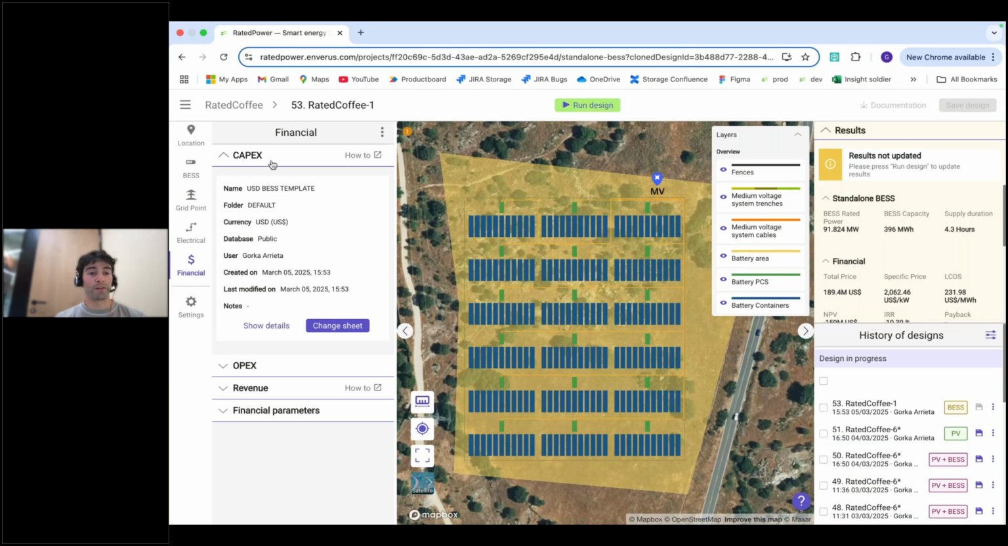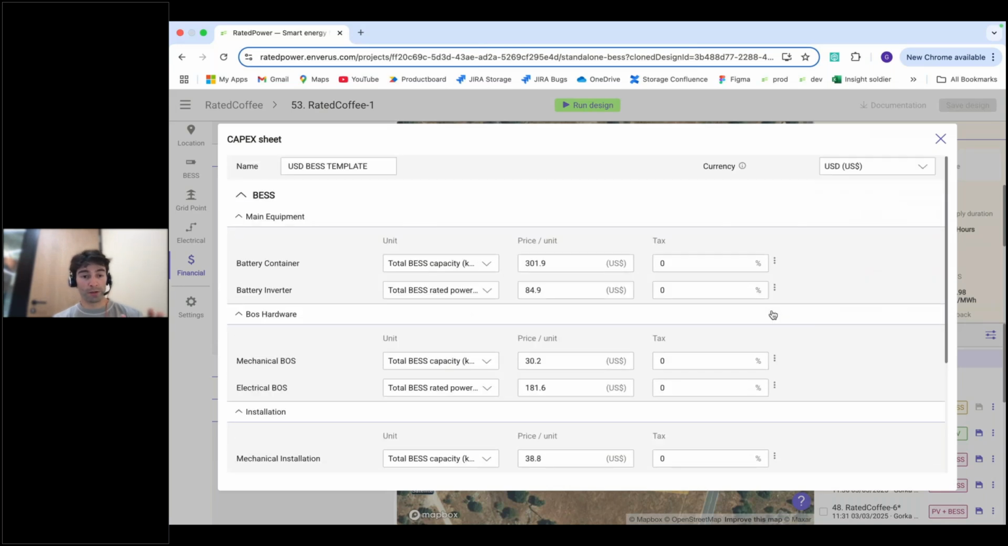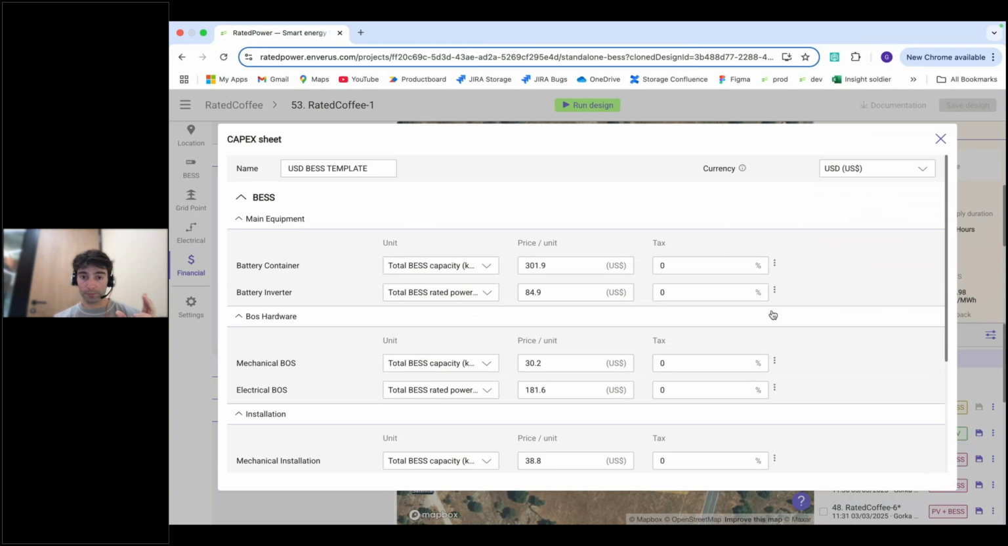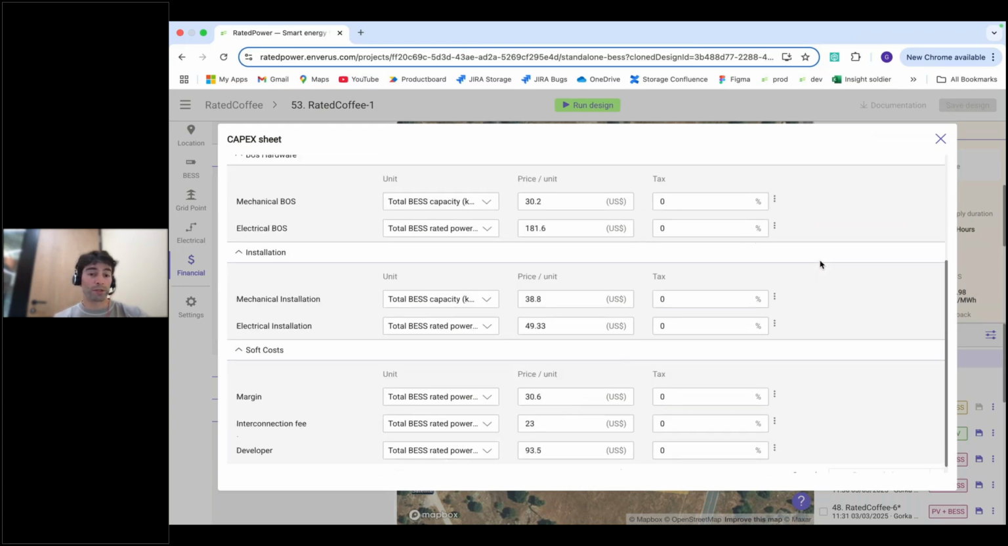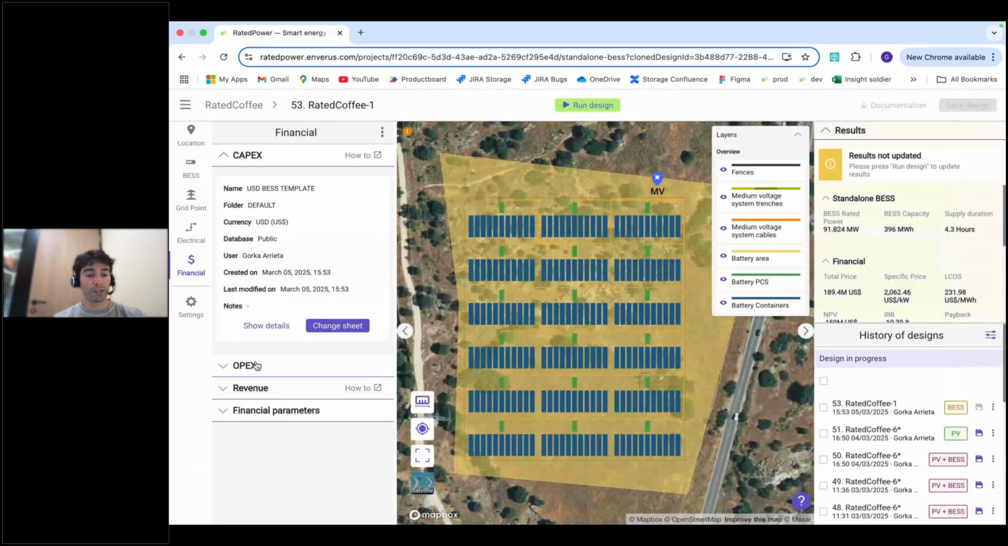First, in the financial section, you have the capex. These capex figures are taken from the National Renewable Energy Laboratory, which is from the United States. They post yearly analysis of the general and global prices for batteries, and we've taken all of them and put them here. They are public, so you can check them out. This is the source of these prices.